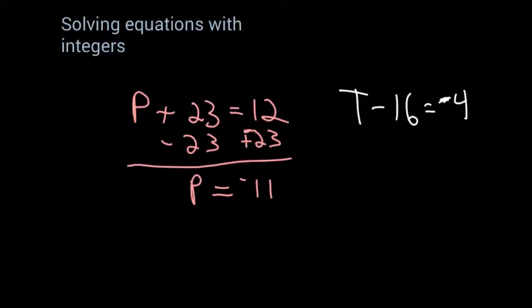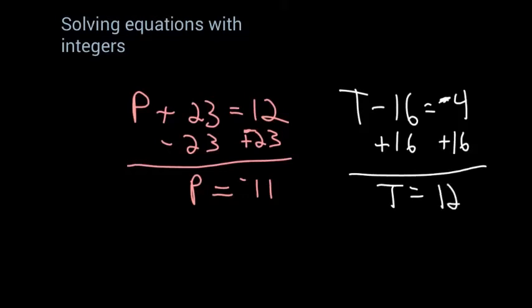For the next one, I got t minus 16 equals negative 4. The opposite of subtracting 16 is going to be adding 16. I do that to both sides. So I get t on the left, and then negative 4 plus 16. Different signs, I subtract. 16 minus 4 is 12, and 16 has the greater absolute value, and 16 is positive, so my answer is positive 12.